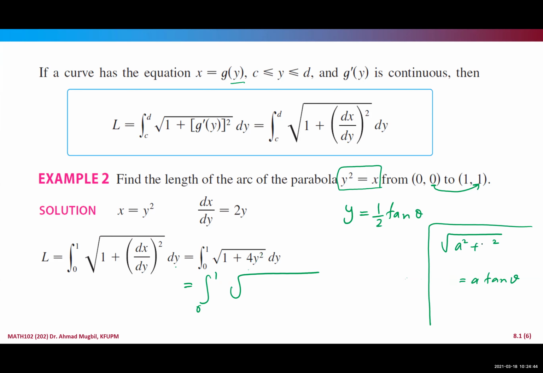Now the question is, the coefficient of y squared here is 1, but here it is 4. So what we can do, we can take 4 as a common factor. So it will be 1 over 4 plus y squared. So it is so easy. And this, of course, will be equal to the integral from 0 to 1. The square root of 4 is 2, so it will be out. And here you will have the square root of 1 over 4 plus y squared. And I think now you know that a squared is 1 over 4. So this is why you will put a equals a half. Understood?